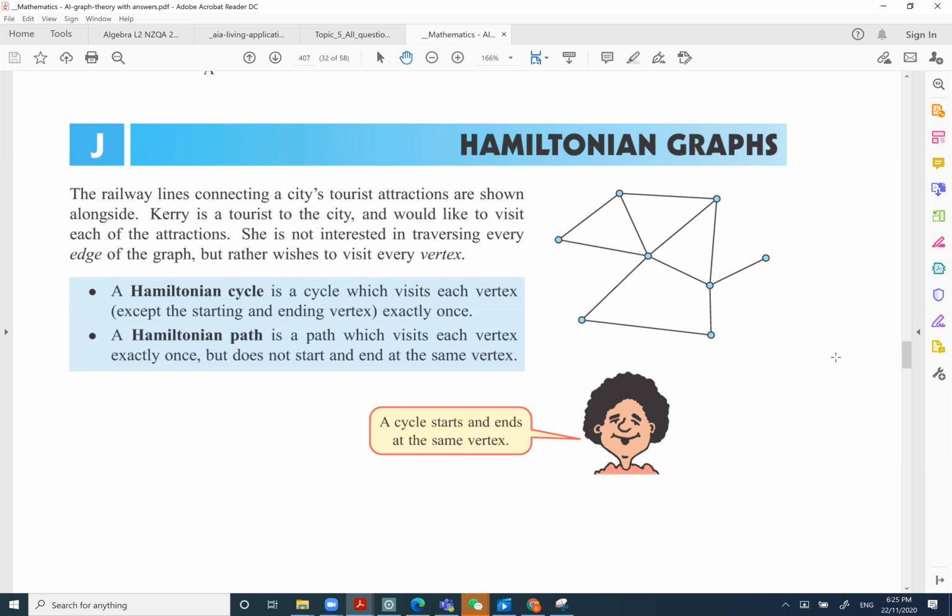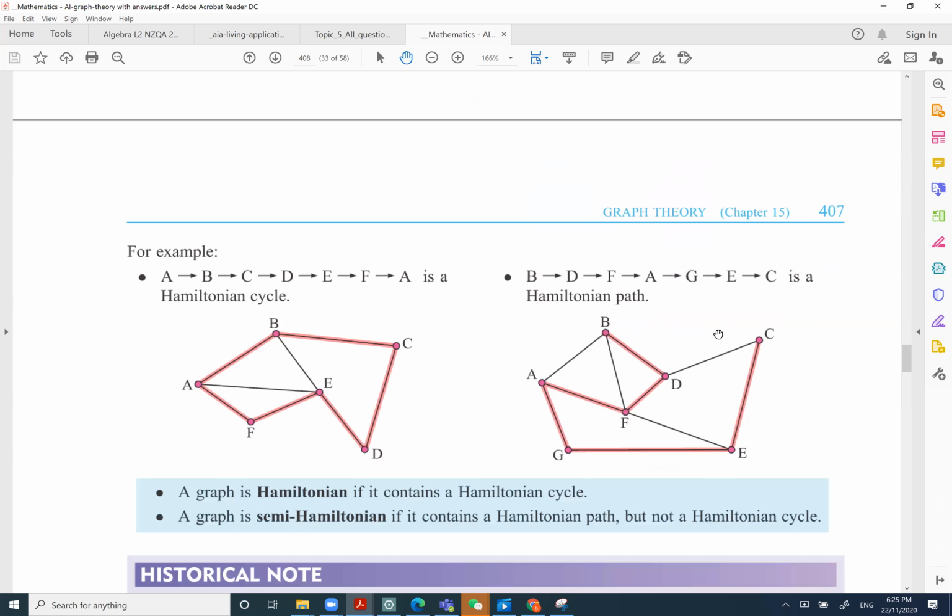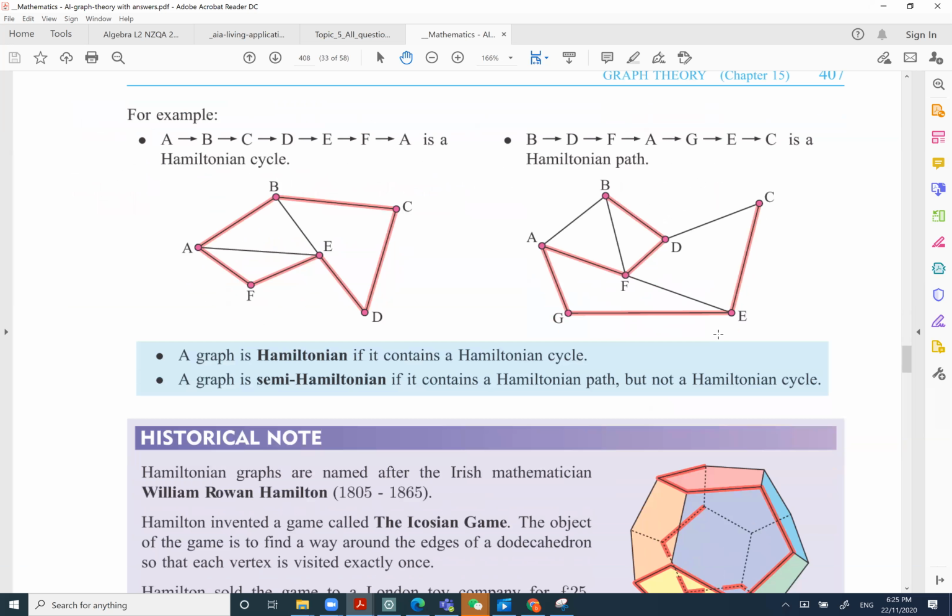Okay. You just need to visit all the vertices. You don't have to pass all the edges. Okay. And then this one, just all vertices. The other one, also all vertices. Okay, so Euler, Hamilton.